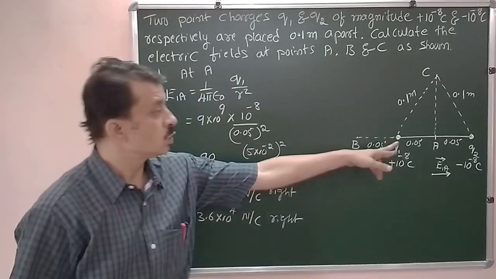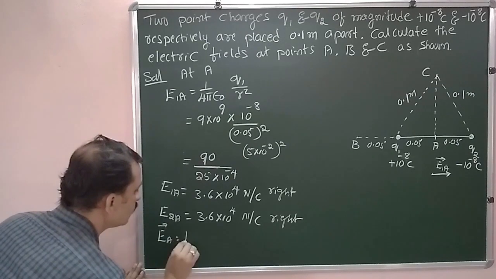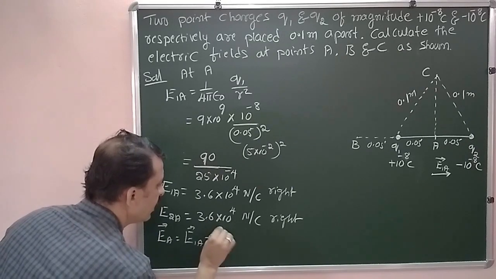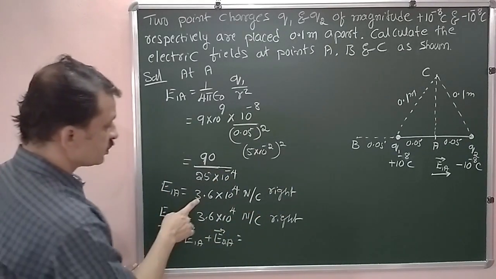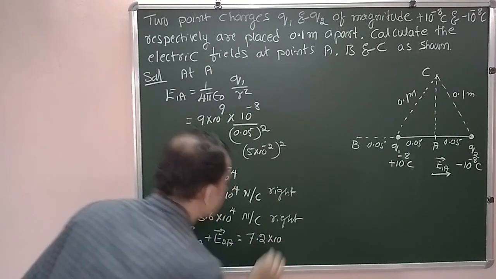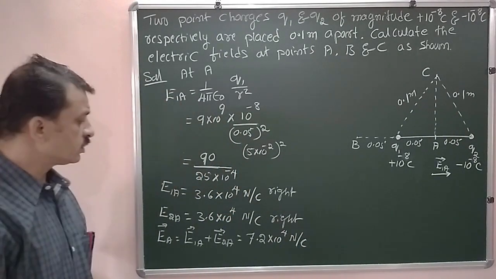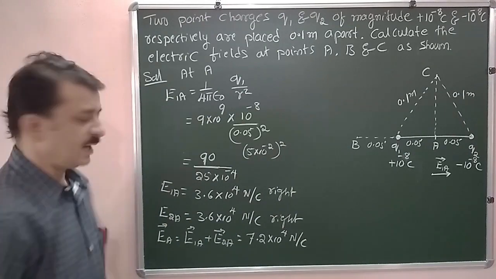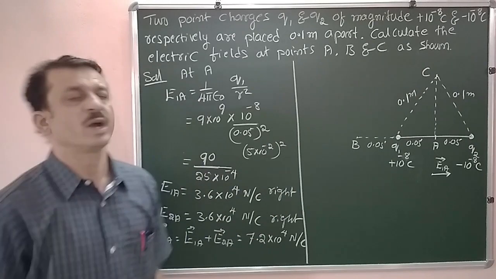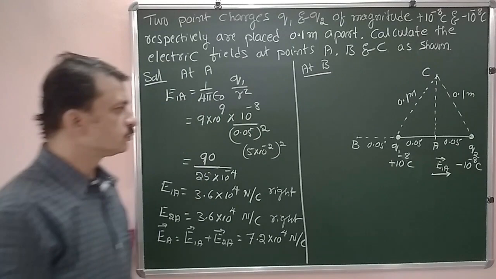So therefore, the total electric field at A, EA, is the vector sum, obviously, E1A plus E2A, and both are in the same direction. So 3.6 plus 3.6 is 7.2 into 10 to the power of plus 4 Newton per Coulomb. This is the total electric field at the point A. Okay. Now we have to consider the second point, point B. We will work out the electric field.